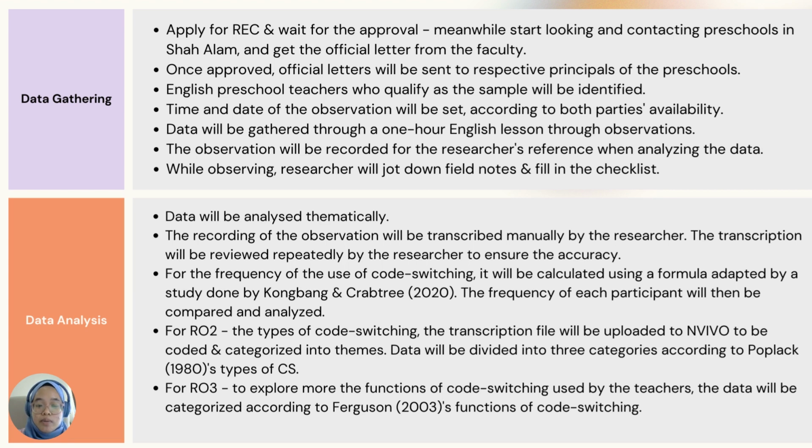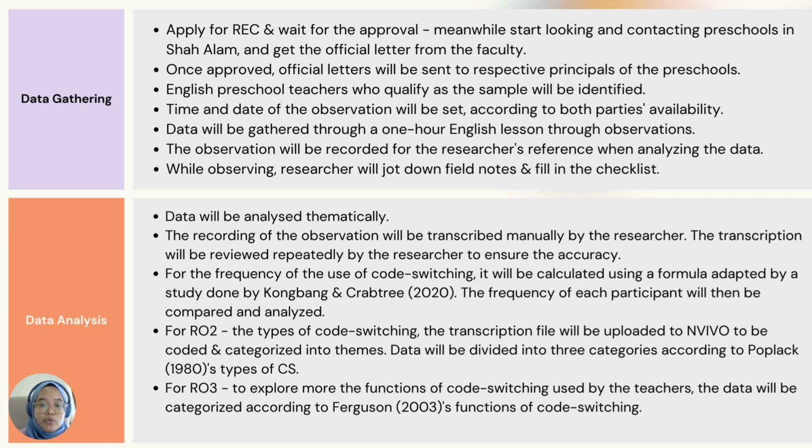The data will be analyzed thematically. The recording of the observation will be transcribed manually by the researcher, and the transcription will be reviewed repeatedly by the researcher to ensure accuracy. As for the frequency of code switching, it will be calculated using a formula adapted from a study done by Kongbang and Crabtree. The frequency of each participant will then be compared and analyzed.